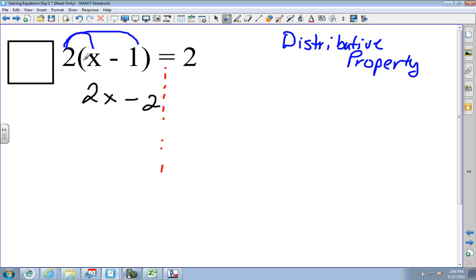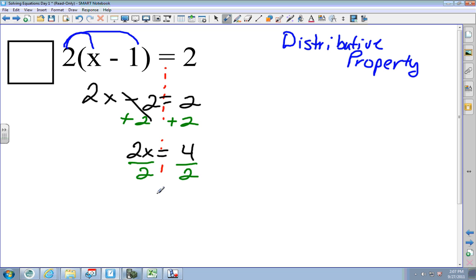A lot of people try and tell me it's 1 because they take 2 minus 1. You're not adding and subtracting, you're multiplying. Set that equal to 2. You now are going to add 2 to each side. These cancel. 2x equals 4. Divide by 2. x equals 2.